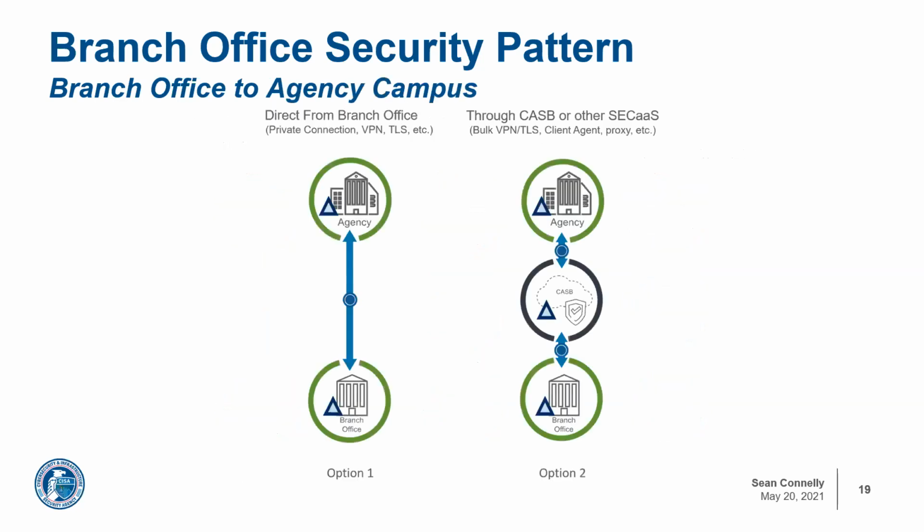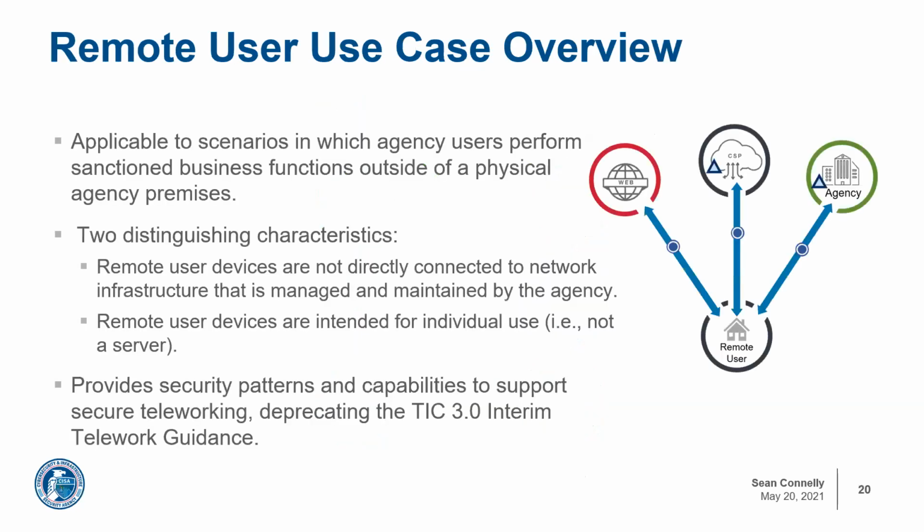Next slide, please. Then lastly, again, the agency branch office going to the agency campus itself. It could be to a data center. It could be going to the headquarters. We leave this kind of abstract at the top, but we provide a number of options for the branch offices to connect back to the agency HQ or data centers. Next slide, please. Now the remote user use case.